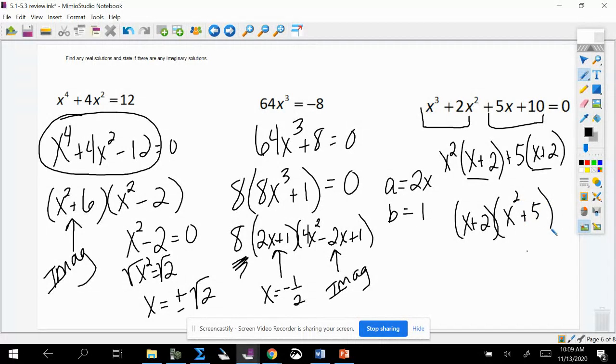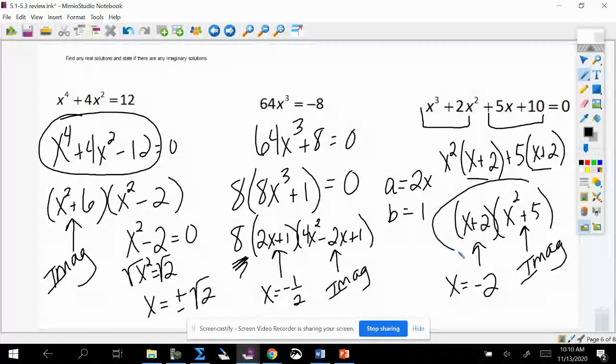As far as solutions, again, this is just imaginary because it's x squared plus something. You do get a solution from the first one, and it is -2. If it only asks you to factor, please just leave it like this. You're only going to list solutions if it actually wants you to write your solutions or write your zeros.